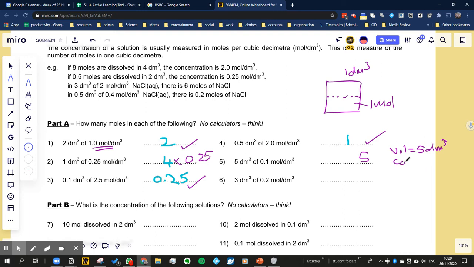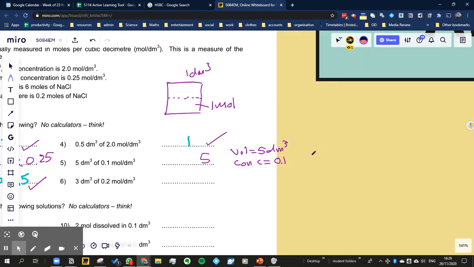The concentration is 0.1. So 0.1 moles per decimeter cubed. So in every decimeter cubed, there's 0.1 moles. And we worked out the amount of moles was 5. So 5 moles. So what did I? Hang on a second. It's not 5. It's 0.5. So the amount, because it's going to be 5 times.